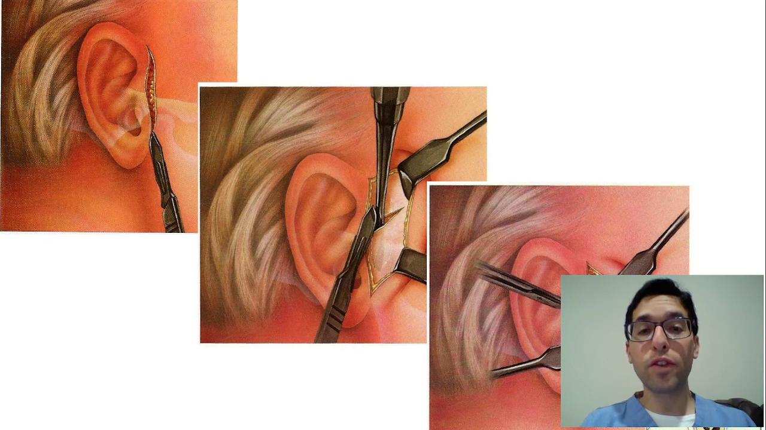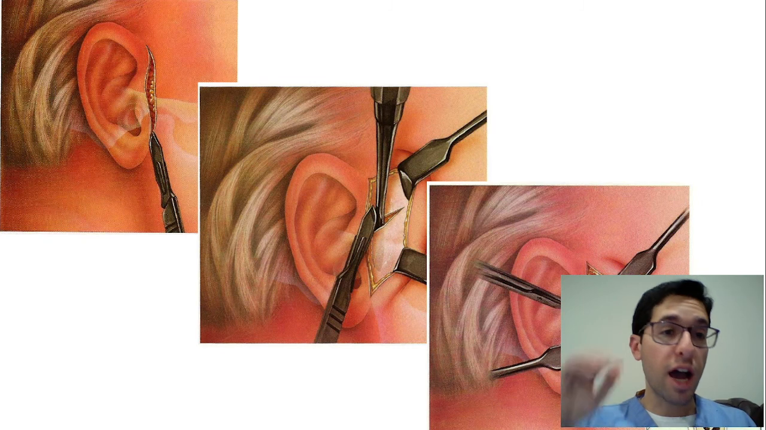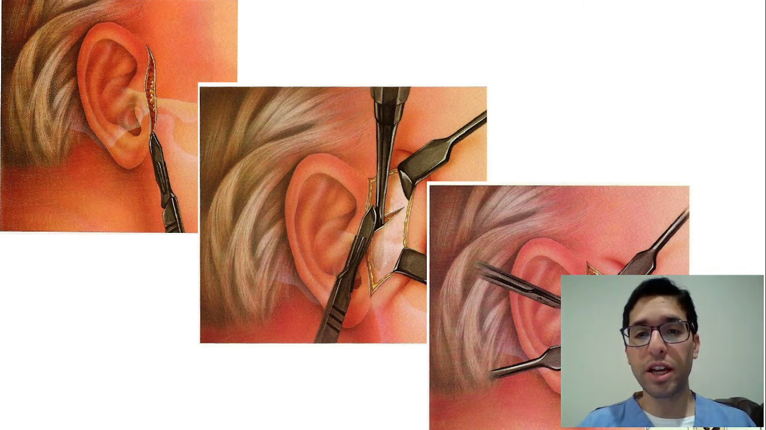So the layers: the first fascia you're going to encounter is the temporoparietal fascia, and deep to the temporoparietal fascia, that's where you find the nerve. So the temporal branch of the facial nerve is deep to the temporoparietal fascia, and then deep to that layer is the temporalis fascia. So again, temporoparietal fascia, then nerve, then temporalis fascia. That's important, just knowing that sequence of those layers.